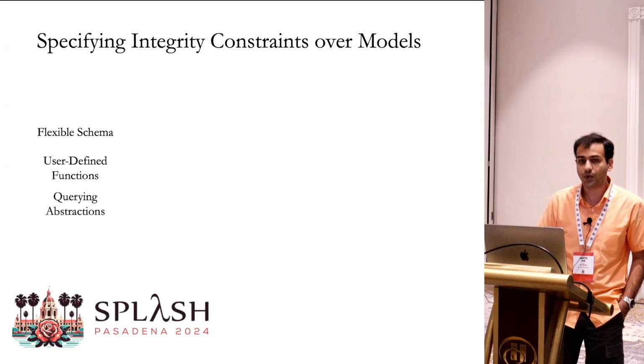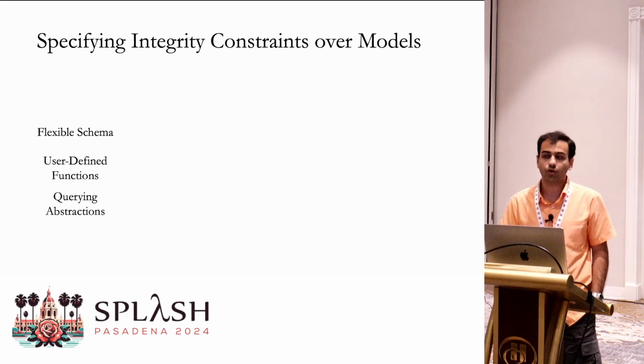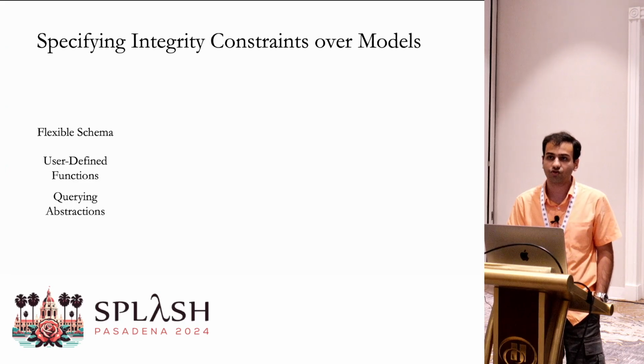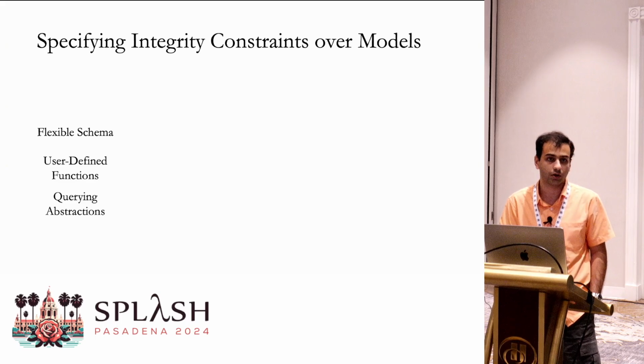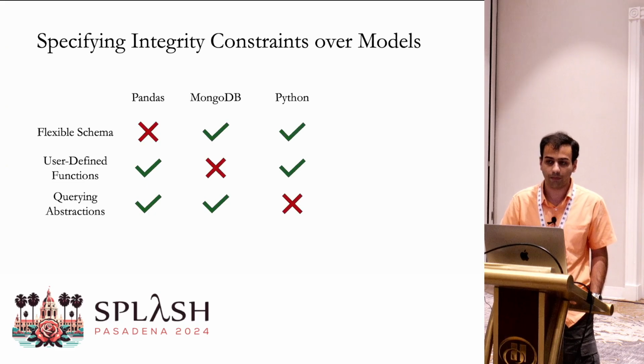And you need to have querying abstractions because you want people to focus on actually specifying the constraints rather than writing how those constraints will be evaluated over the model. And that's what querying abstractions helps with. And then we looked at a few different frameworks. So we looked at Pandas, MongoDB, and Python. And in pretty much every one of these cases, there is some issue.